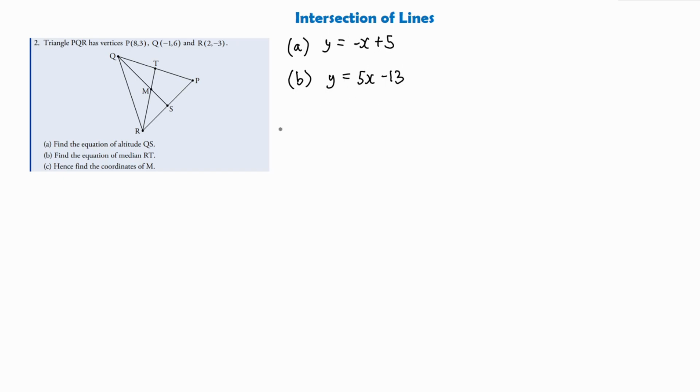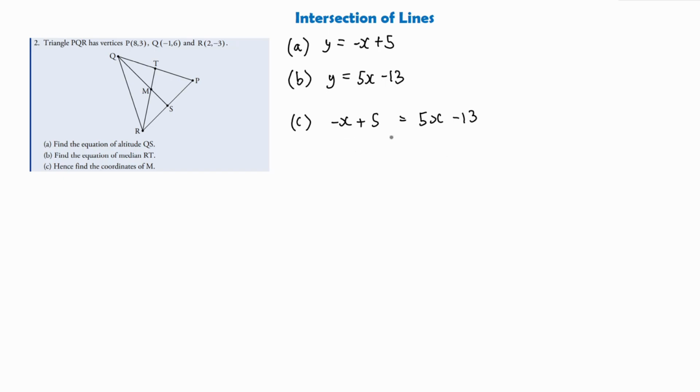So if we're working out the point of intersection for C, which it doesn't actually tell us it's the point of intersection, but we can see that M is where the lines cross, so we know it's the point of intersection. So we can do one of our methods that we learned earlier, and the method I'm going to go for here is simply going to be equating, because we know that y is equal to this, and y is also equal to this. So we can say that minus x plus 5 is equal to 5x minus 13.